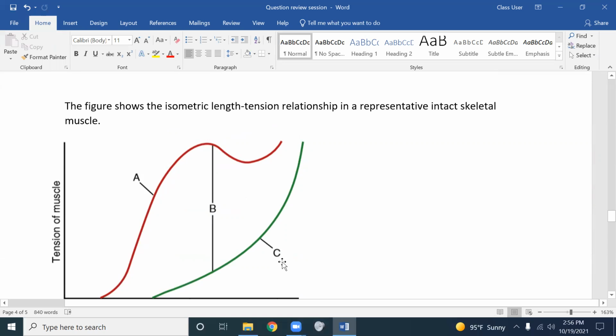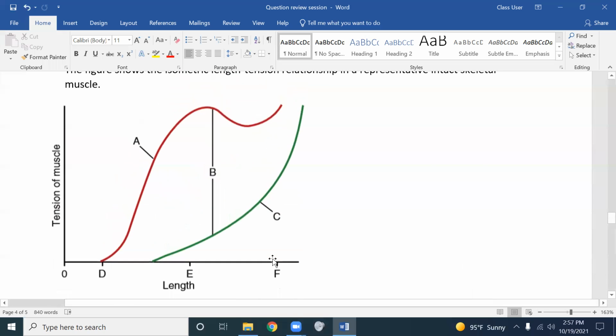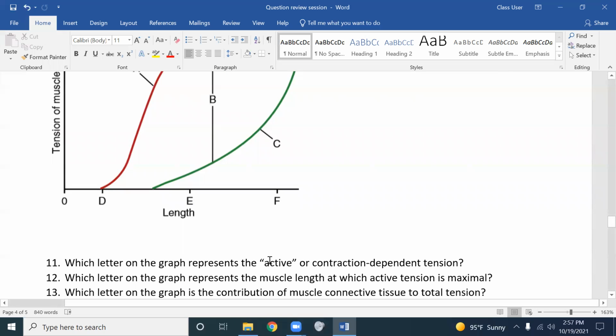All right, so question number 1. Which letter on the graph represents the active or the contraction dependent tension? It's A. Which letter on the graph represents the muscle length at which the active tension is maximum? It's E. In other words, the resting length. Lastly, which letter on the graph is the contribution of muscle connective tissue to the total tension? It's C.